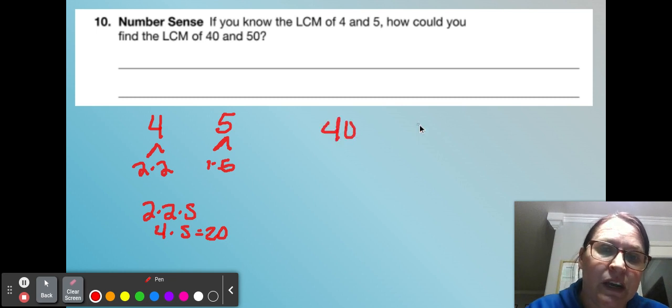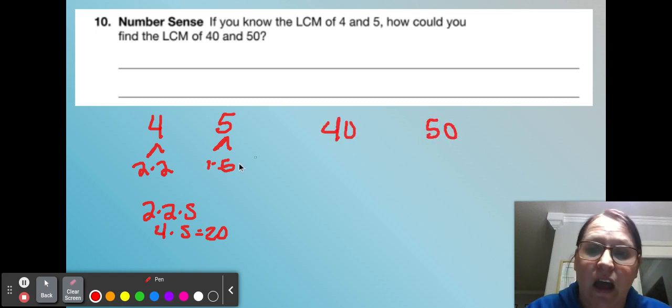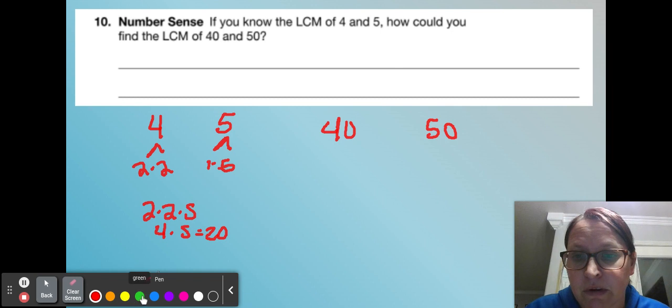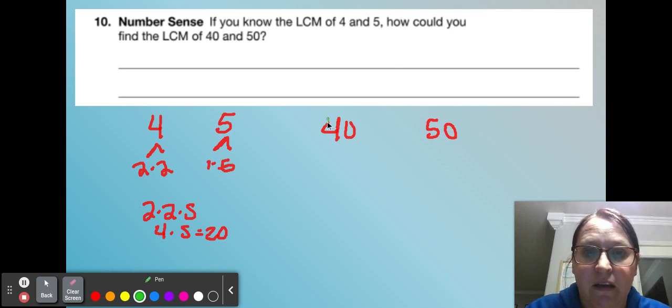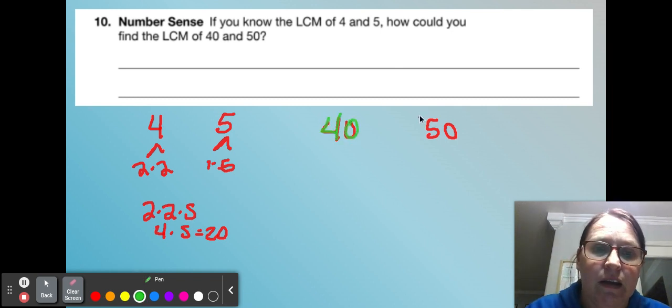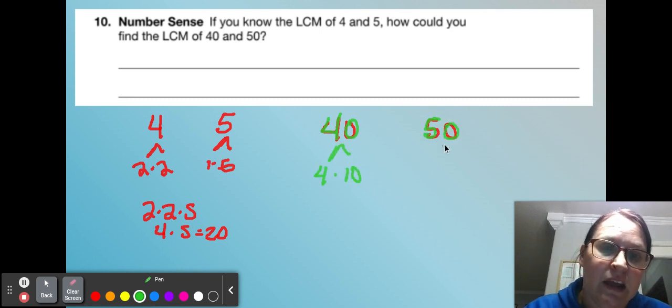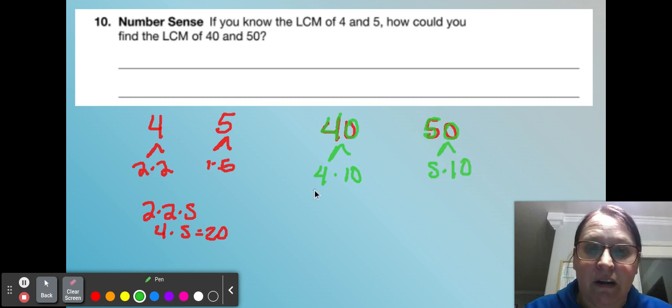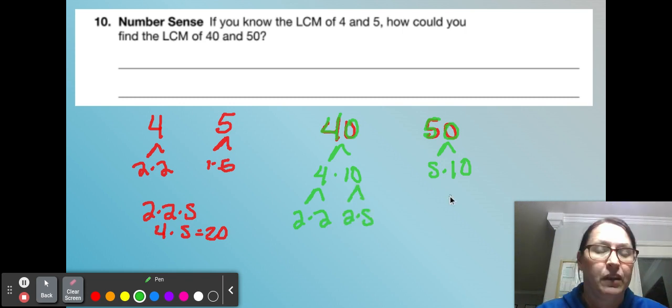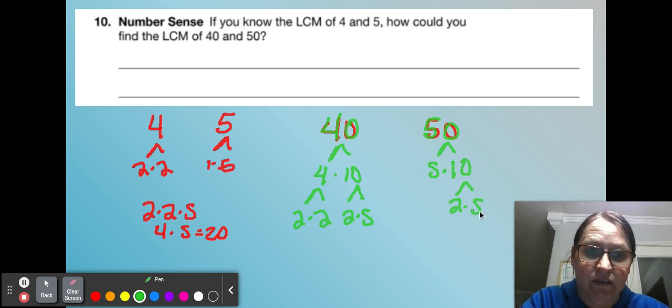So if I'm going to do 40 and 50, I need to change my color, so I am going to change it to green. 40 is 4 times 10, and 50 is 5 times 10. Well, I'm looking over here. I've got 4 is 2 times 2, and 10 is 2 times 5. Right here, I've got 5, and then I've got 10, which is 2 times 5.